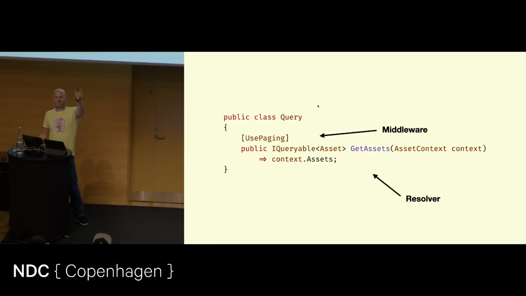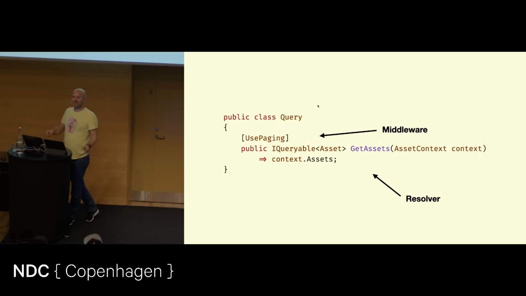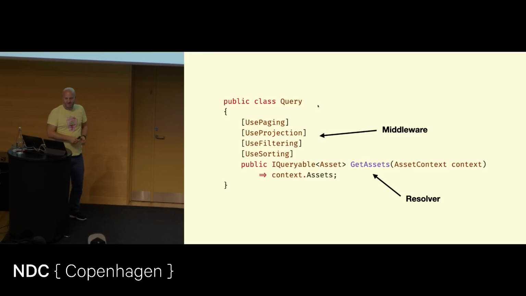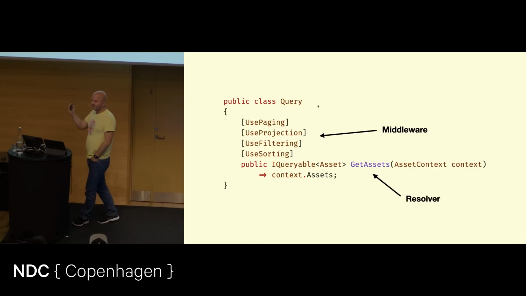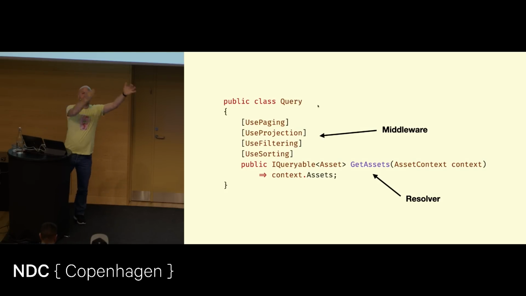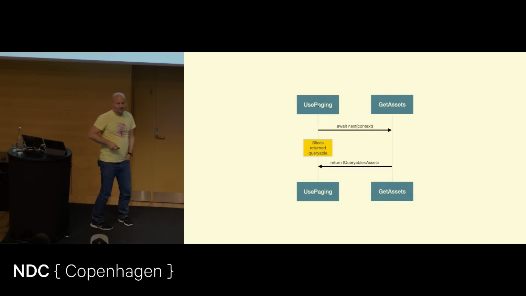By putting use paging on the top, we compile from that a pipeline for this field where use paging is actually the first item in the pipeline, and after that comes the resolver. We have more of these middlewares, like we could say use paging, use projection, use filtering, use sorting, which add new data capabilities to your GraphQL resolver.